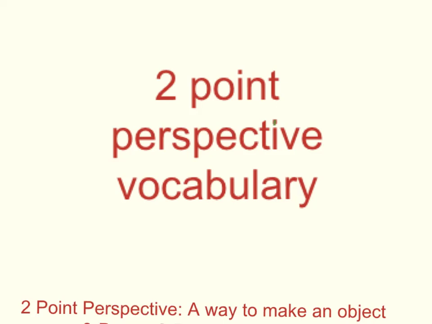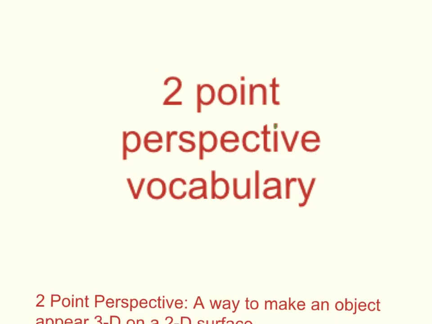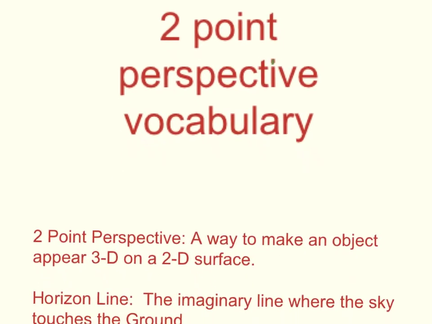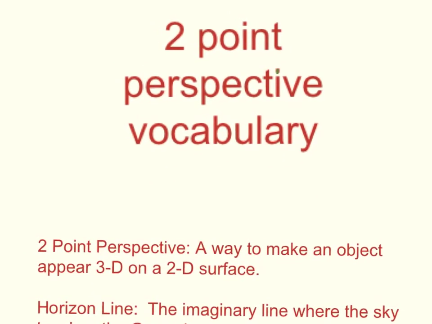In order to start the two-point perspective project, we need to know the same vocabulary terms. So, what is two-point perspective? It is a way to make an object appear three-dimensional on a two-dimensional surface. So this means that if I have a piece of paper and I want to make something look 3D, I can use two-point perspective to do that.